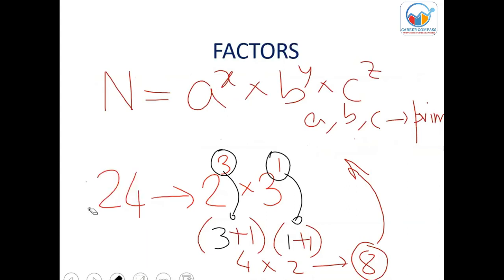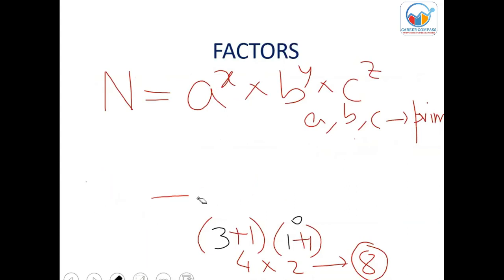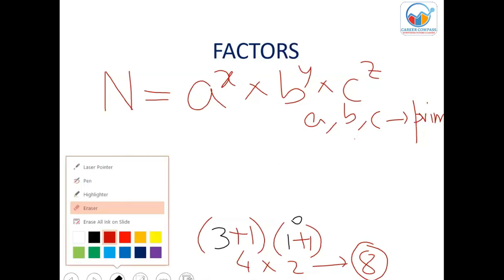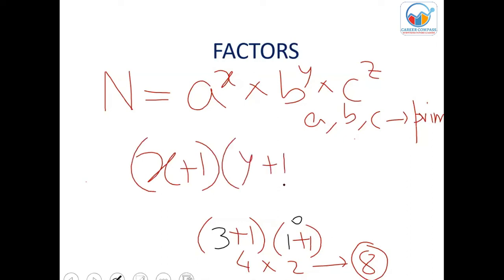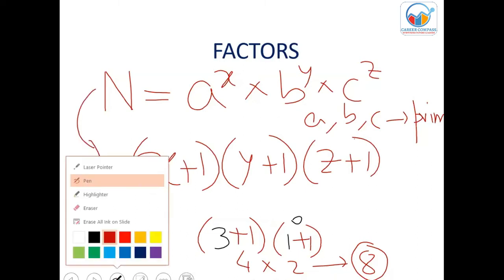Then how do I find the number of factors? I find the number of factors by writing x plus 1 multiplied by y plus 1 multiplied by z plus 1. That will give me the number of factors of n.